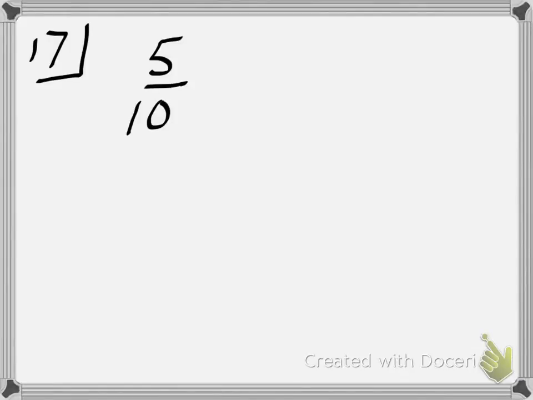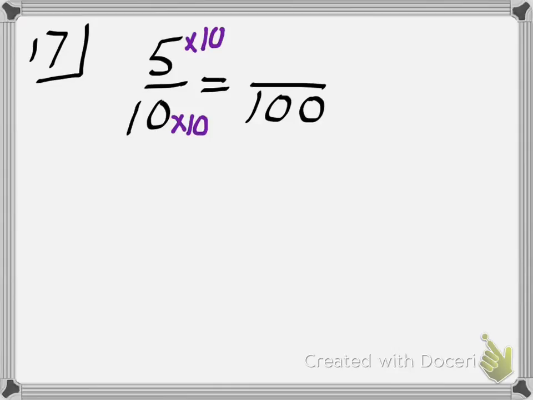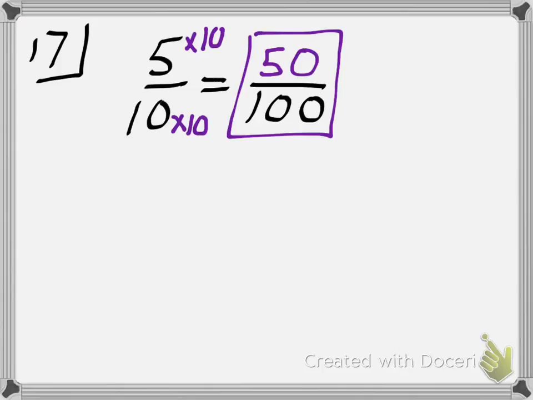Okay, for number 17, they want us to change this to hundreds. So we're at tenths, and we want to go to hundreds. Now, in order to get to hundreds, we're going to have to multiply 10 times 10 to equal 100. And whatever we do to the denominator, we have to do the same thing to the numerator. So we get 50 hundredths. So 5 tenths is the same as 50 hundredths. So it just has a trailing zero after it.